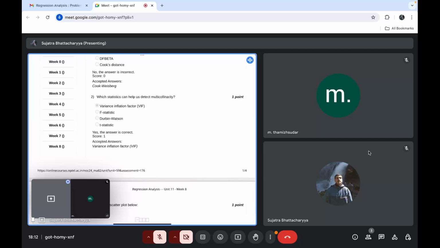Okay. Second question is which statistics can help us detect multicollinearity. So this is completely related to the multicollinearity content. As you can see, of all these things, the variance inflation factor is one which talks about multicollinearity. So I'm just skipping it because we know.